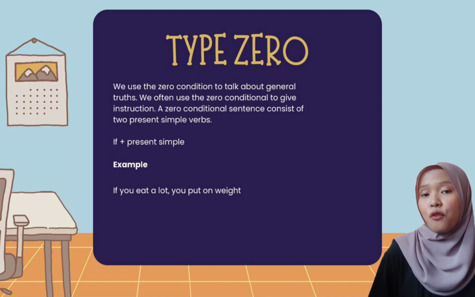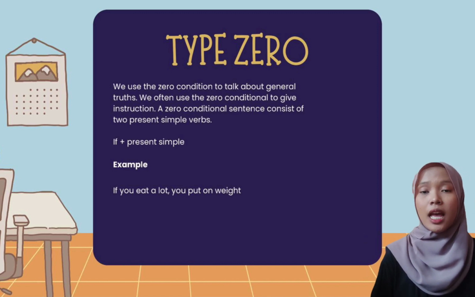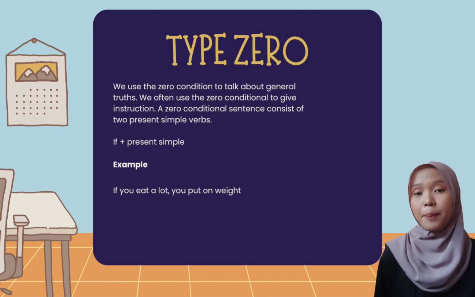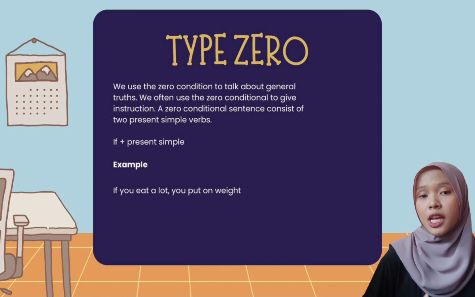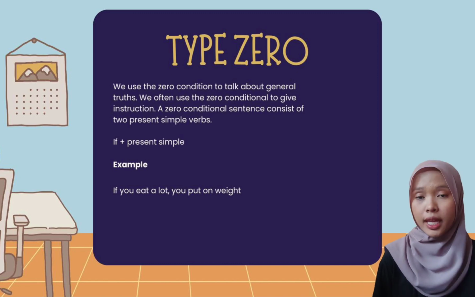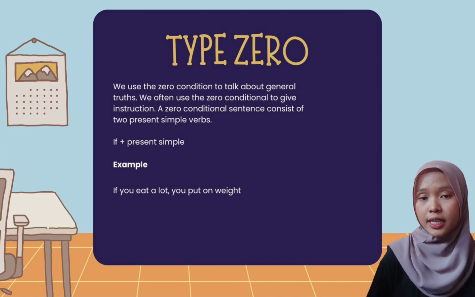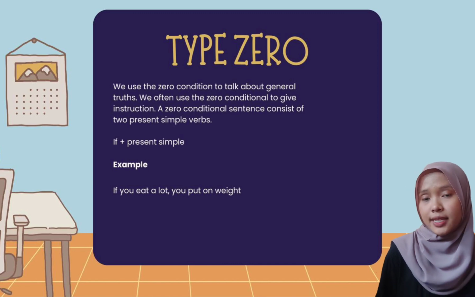Next, the form of conditional sentence. Type 0 is if plus present simple. Examples from type 0: number 1, if you eat a lot, you put on weight. Number 2, if you heat water, it evaporates. And the last, if it rains, the ground gets wet.